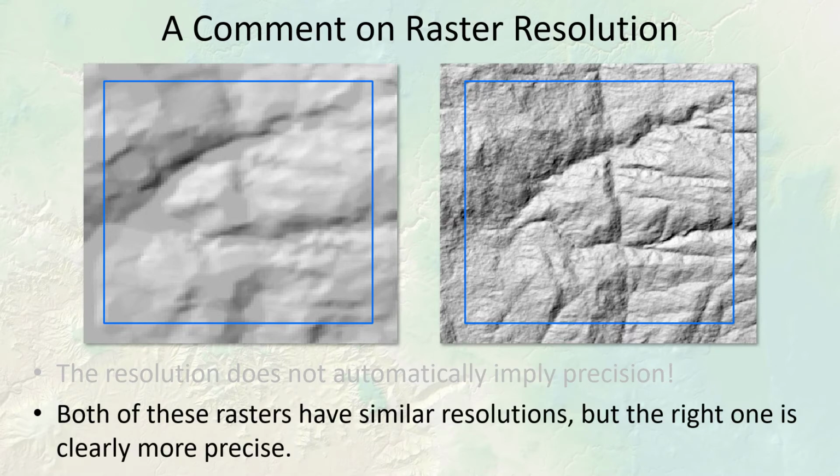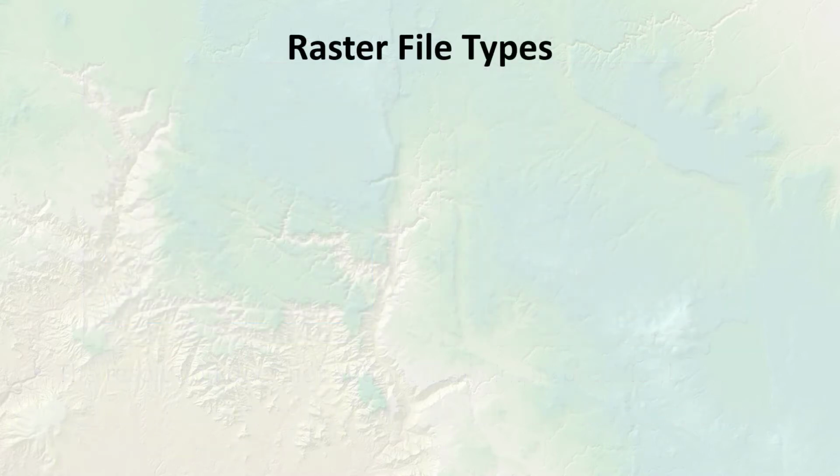Now, just a word of warning. In the best case, the image on the left would have something in the metadata telling you where or how you created that DEM in the first place. The metadata doesn't always have that information. Okay, moving on. Let's talk about raster file types.